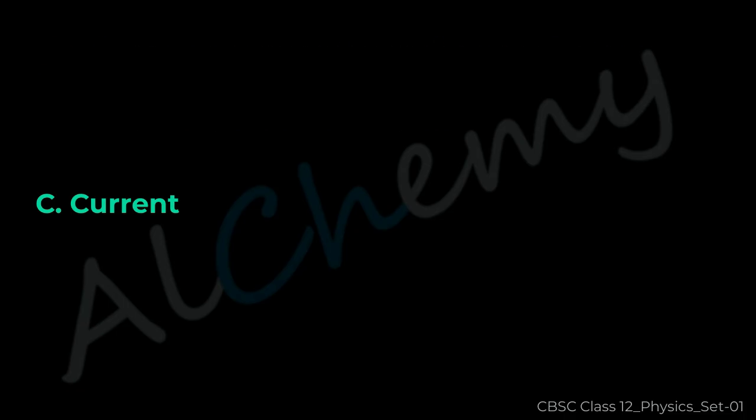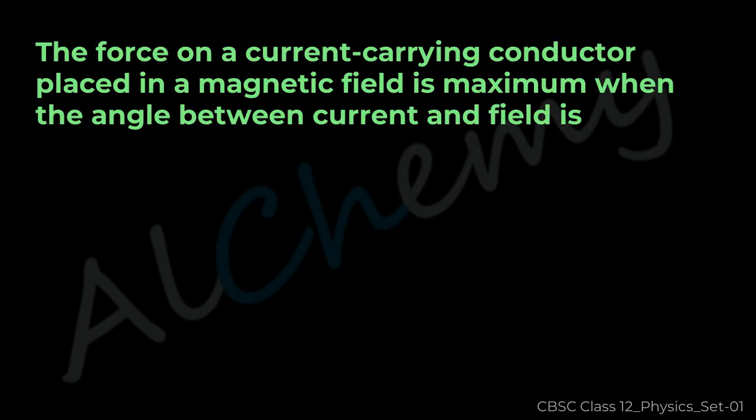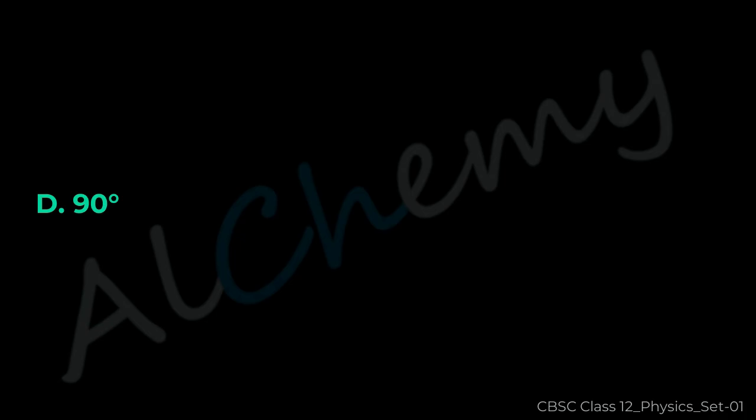Current. Question 12. The force on a current-carrying conductor placed in a magnetic field is maximum when the angle between current and field is A. 0 degrees, B. 30 degrees, C. 60 degrees, D. 90 degrees. The correct answer is D.